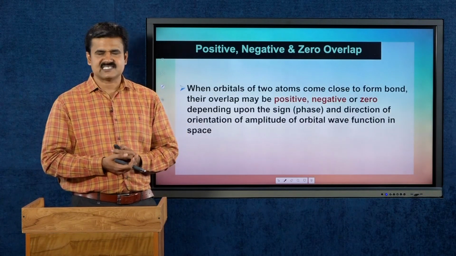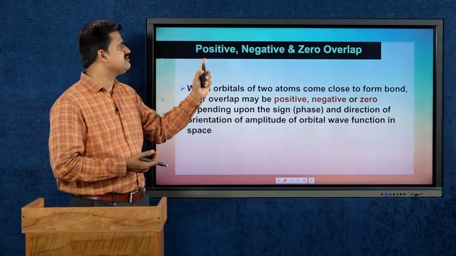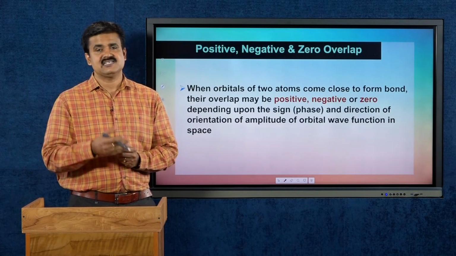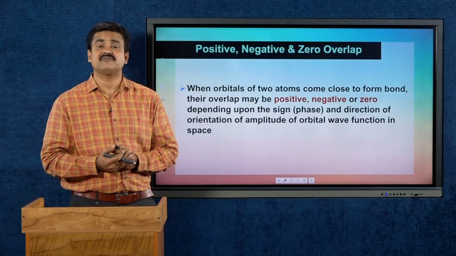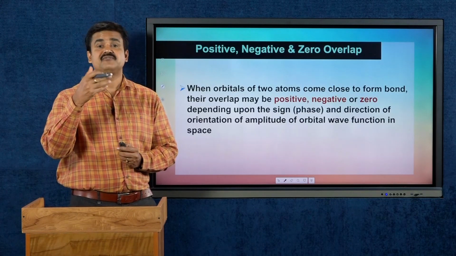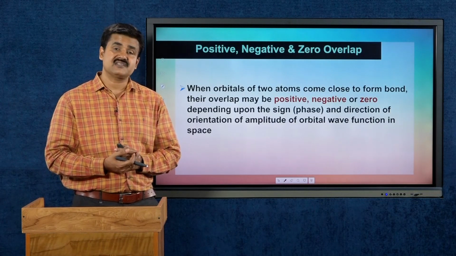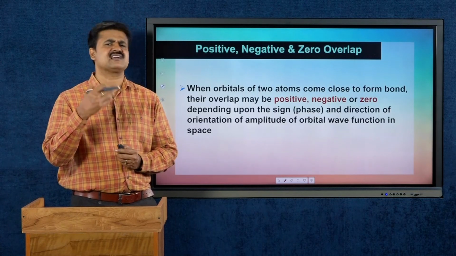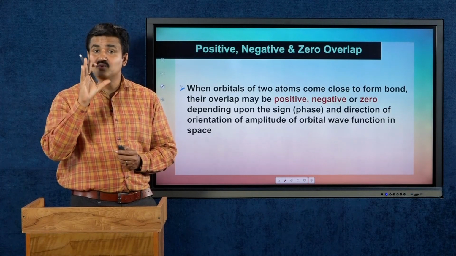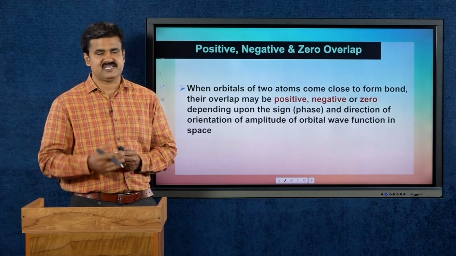Now we are discussing a very important area, that is positive, negative and zero overlap. We discussed certain conditions for effective overlap. I just pointed out that the same phase is a very important condition for effective overlap. There are so many other conditions also, and the same phase is one of the most important conditions. The participating orbitals must be in the same phase.